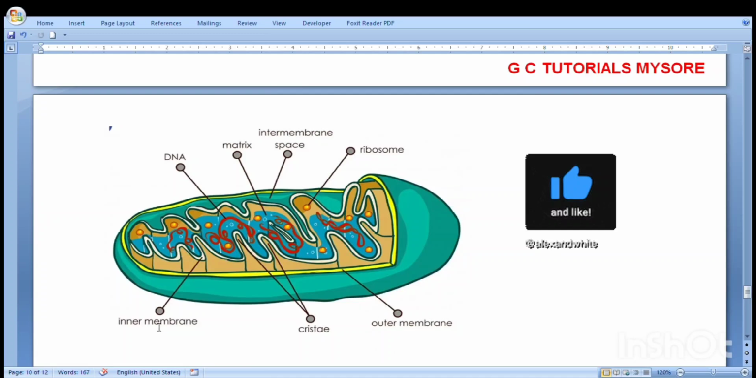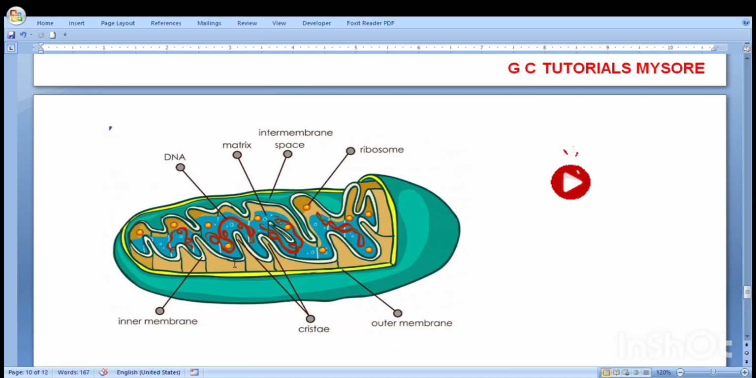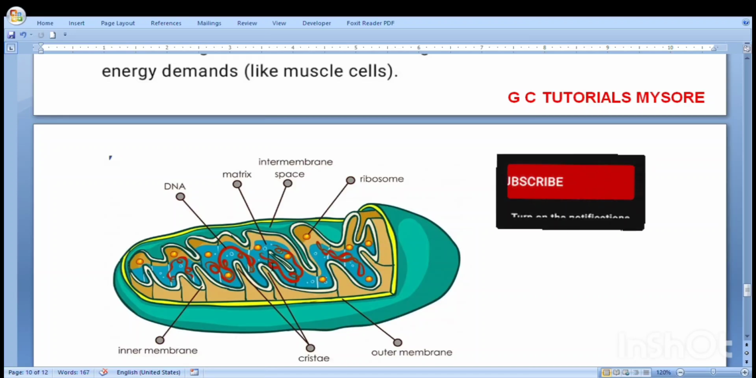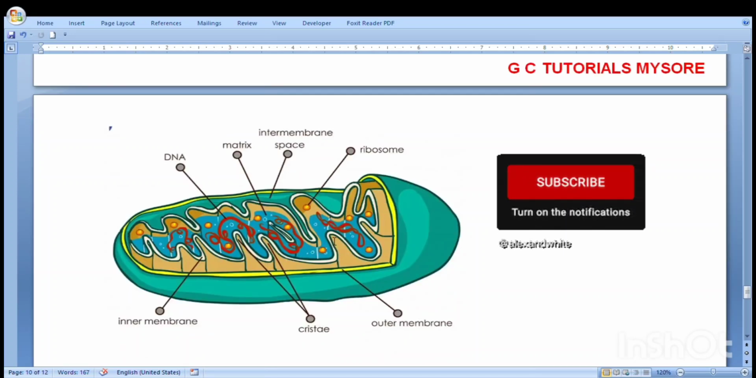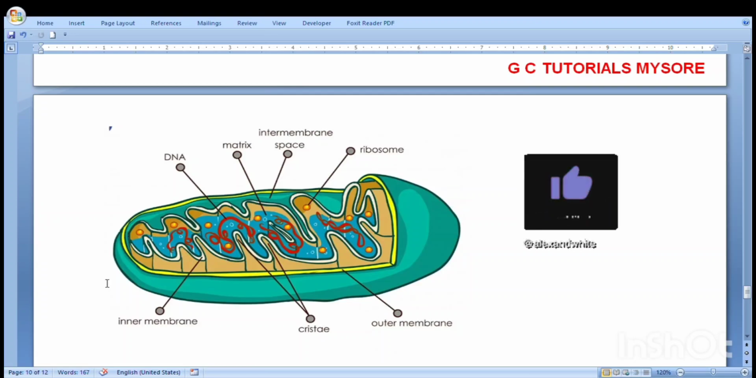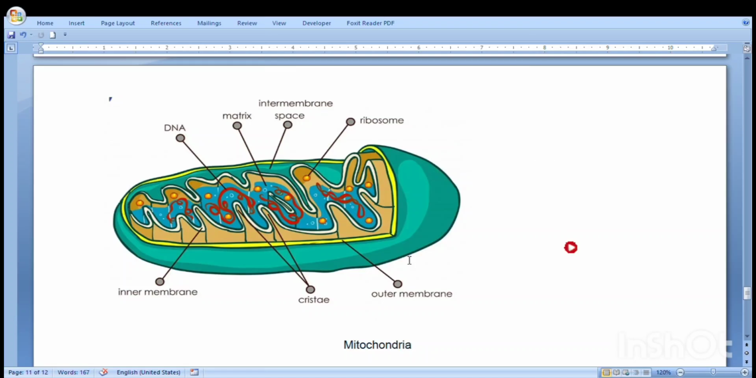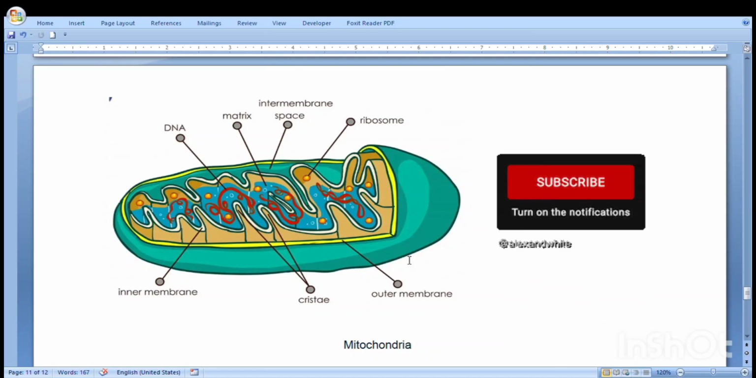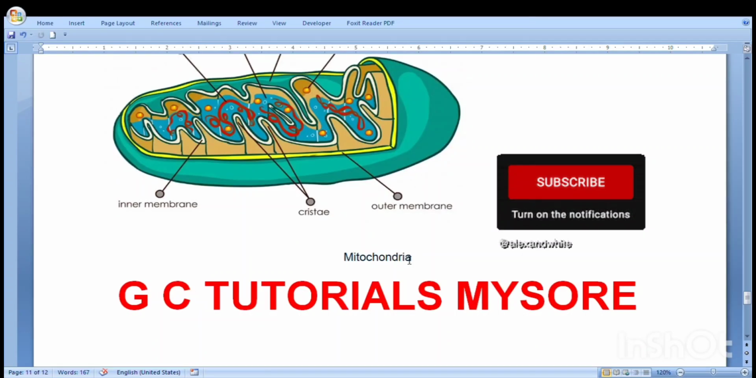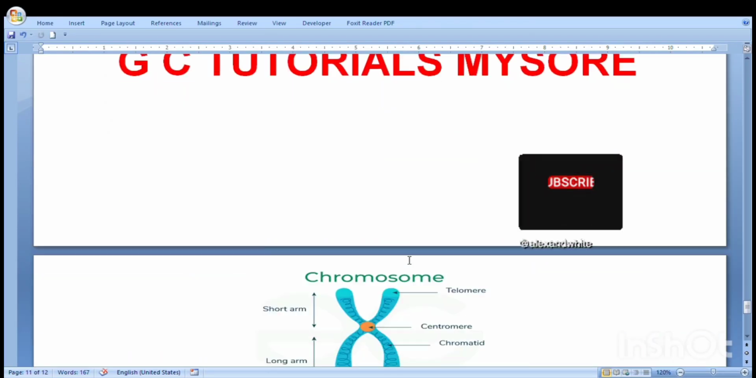The white, wavy, lining-like structure here is known as the inner membrane of the mitochondria. Got it? So this is the mitochondria's diagram. If you want, you can take a screenshot and use it. If you have any doubt in this, you can ask in the comment box.